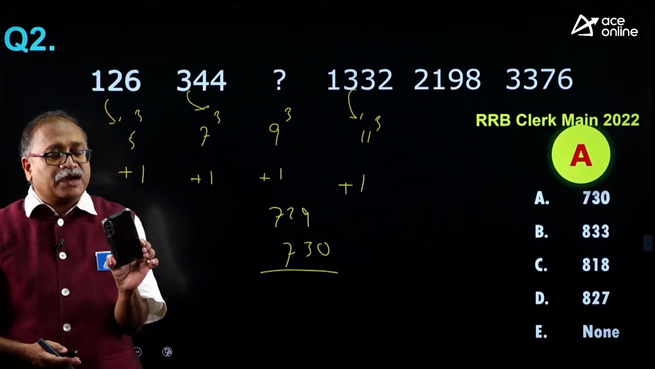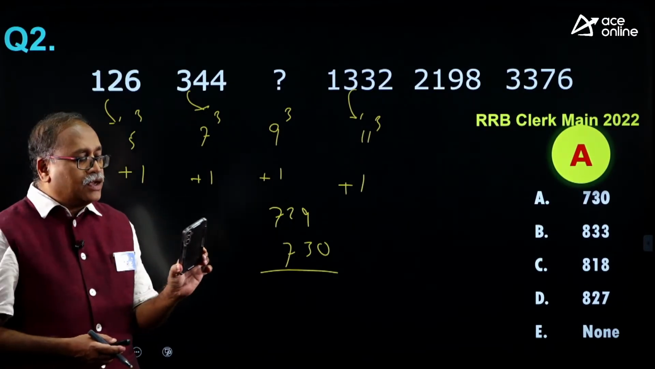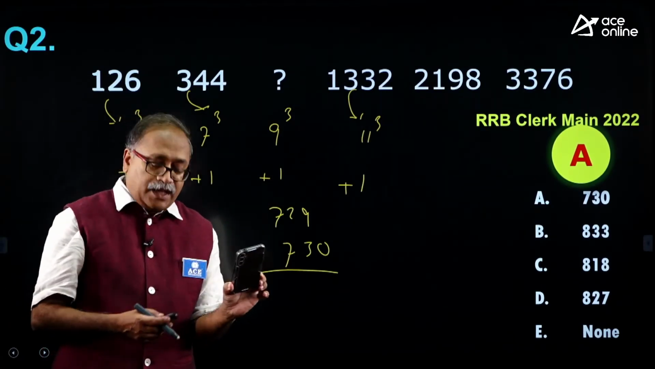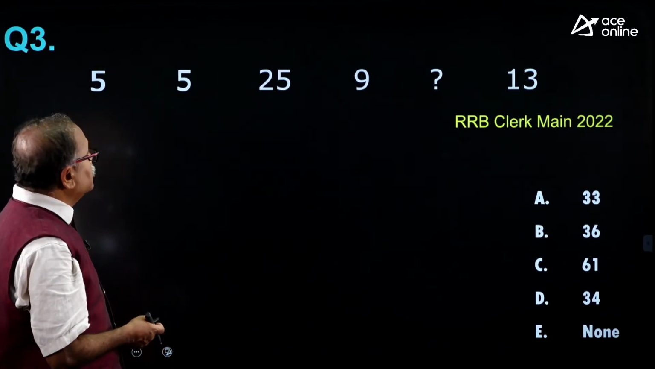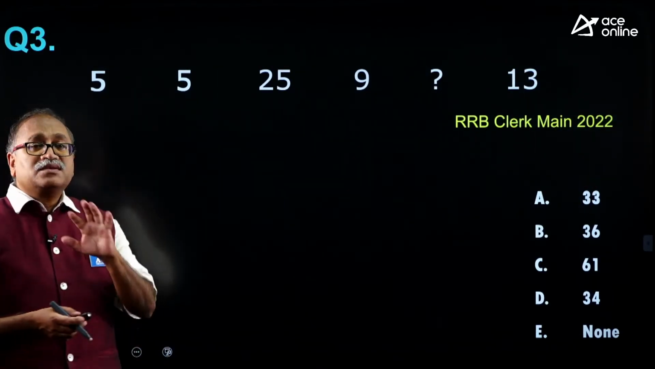370, you are typing, my dear friend. Anusha, option A is correct. I am moving on to the next question, my dear friends, and this question is like this. Now, it is a little surprising.